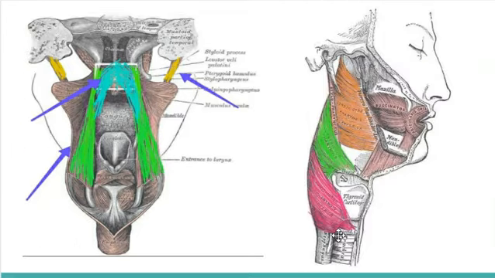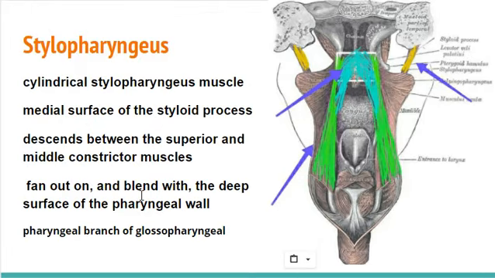So let us see it in this lateral section. This is the stylopharyngeus muscle originating from the medial wall of the styloid process of the temporal bone. Descending downwards, it fans out and merges with the deep wall of the pharynx. Now this is the only muscle which is supplied by the pharyngeal branch of the glossopharyngeal nerve. So all the other muscles of the pharynx are supplied by the vagus nerve. However, the stylopharyngeus is supplied by the glossopharyngeal or the ninth cranial nerve.